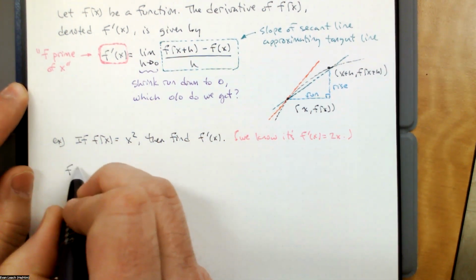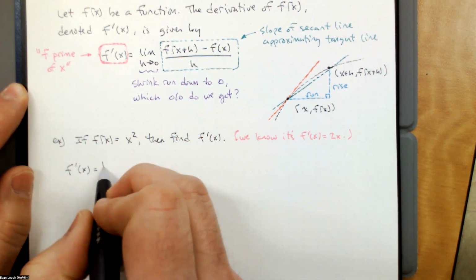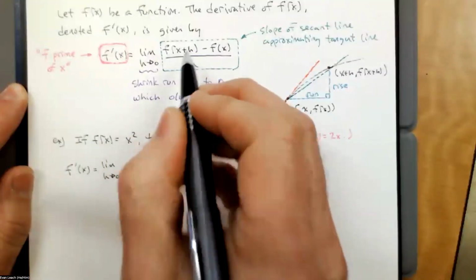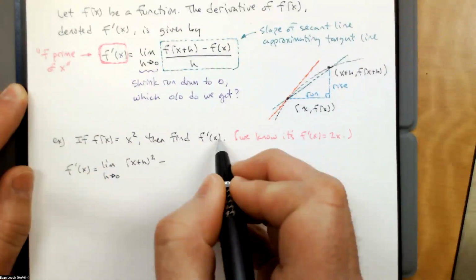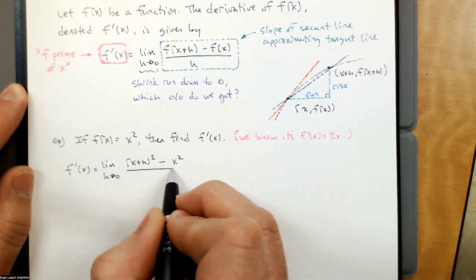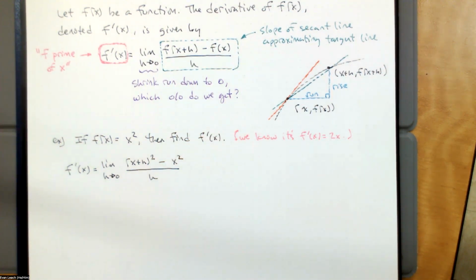But to use the definition, I would have to find the limit as h goes to 0 of f of x plus h. So that'll be x plus h squared minus f of x, which is x squared, and then divide by x plus h minus x, which will just be h. Now at this point, I can't make h equal to 0 because I'd end up with 0 over 0. That's indeterminate. That's what we're trying to figure out.